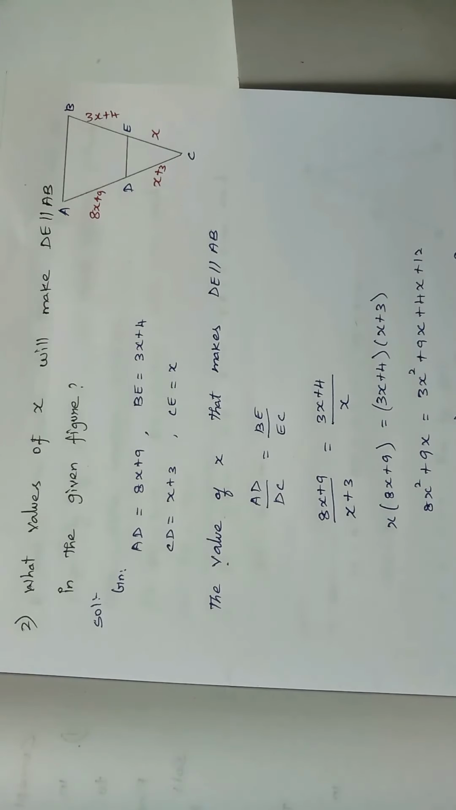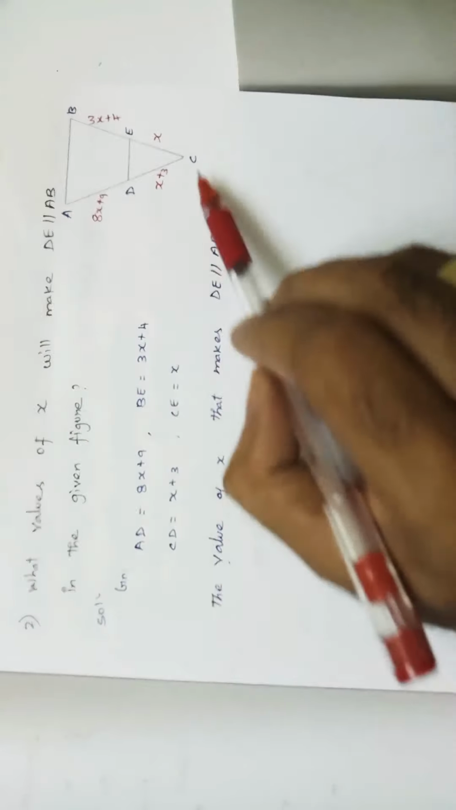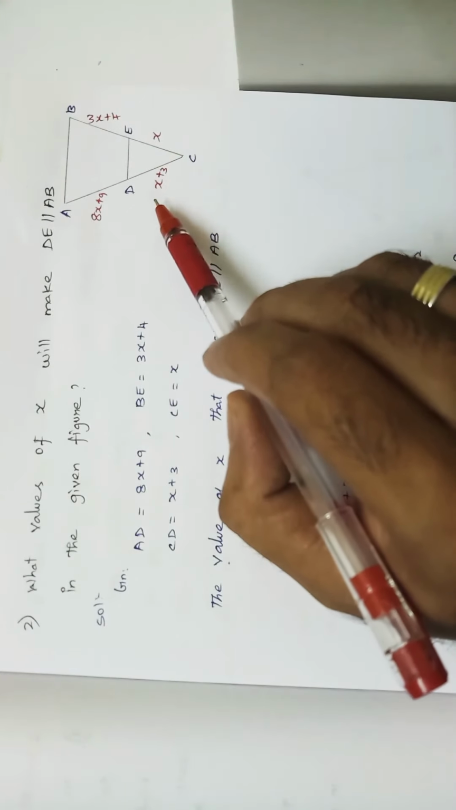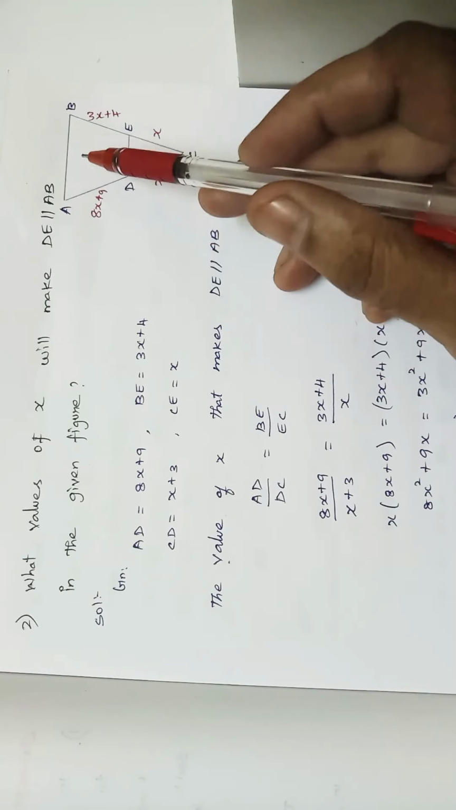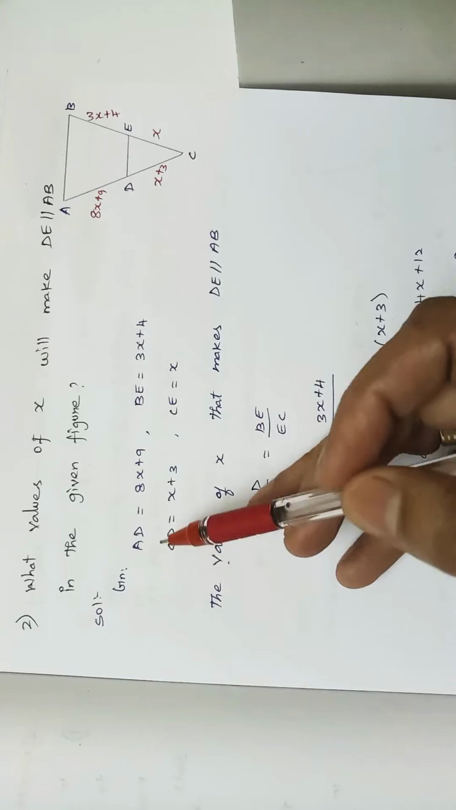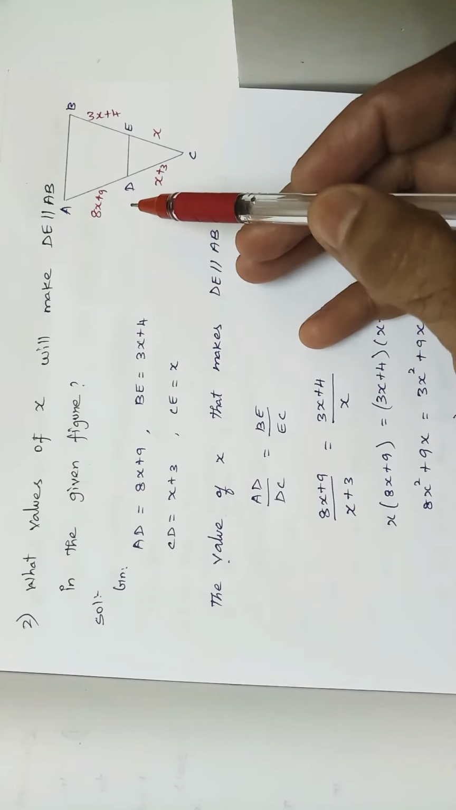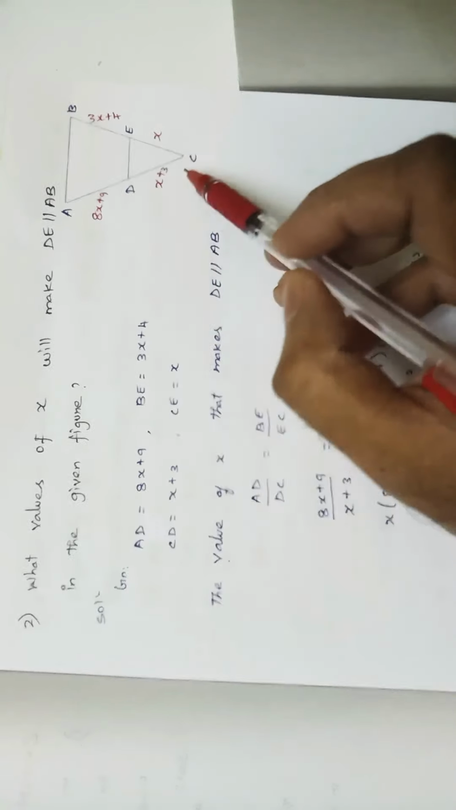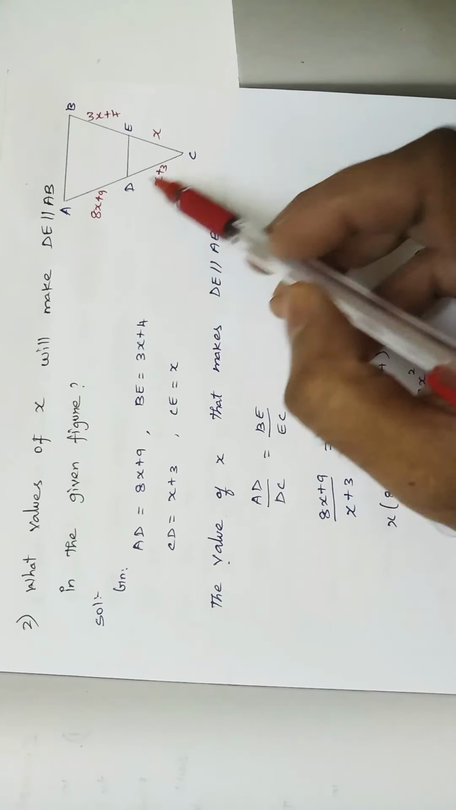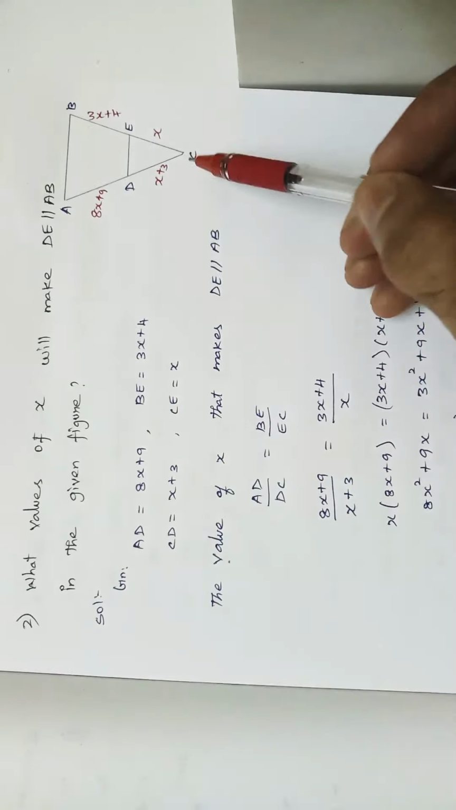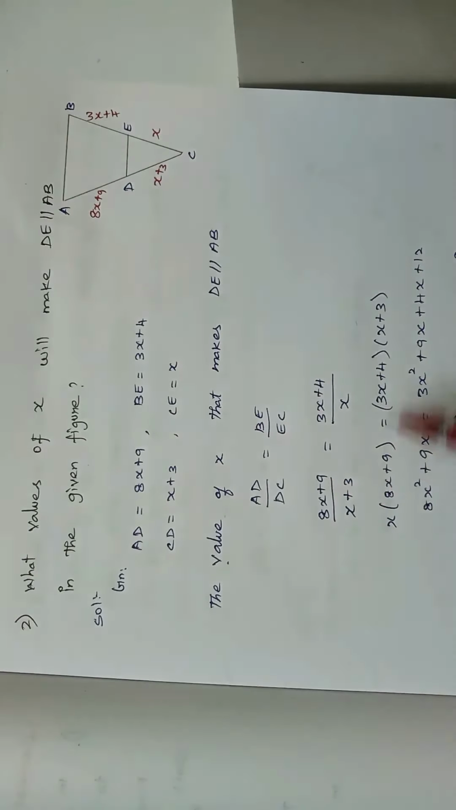Here it is the converse of BPT. If the ratios are equal, then DE is parallel to AB. So write the given. By using BPT, AD by DC is equal to BE by EC. Substitute the values and equate, and we will get the value of x.